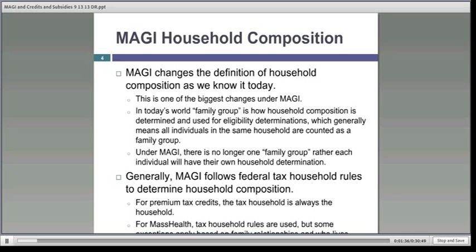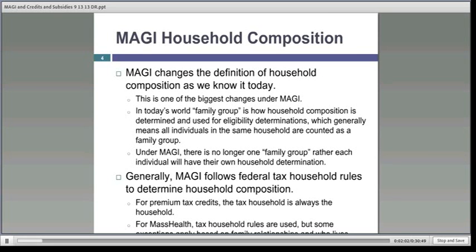So the next slide, slide 66, goes over what MAGI household composition is. There are some differences here between premium tax credits and Mass Health determination for household composition. Under MAGI, the definition of household composition is different than what it is that we know today. It's one of the biggest changes and things that's a little more unpredictable than other parts of eligibility than what we're used to.